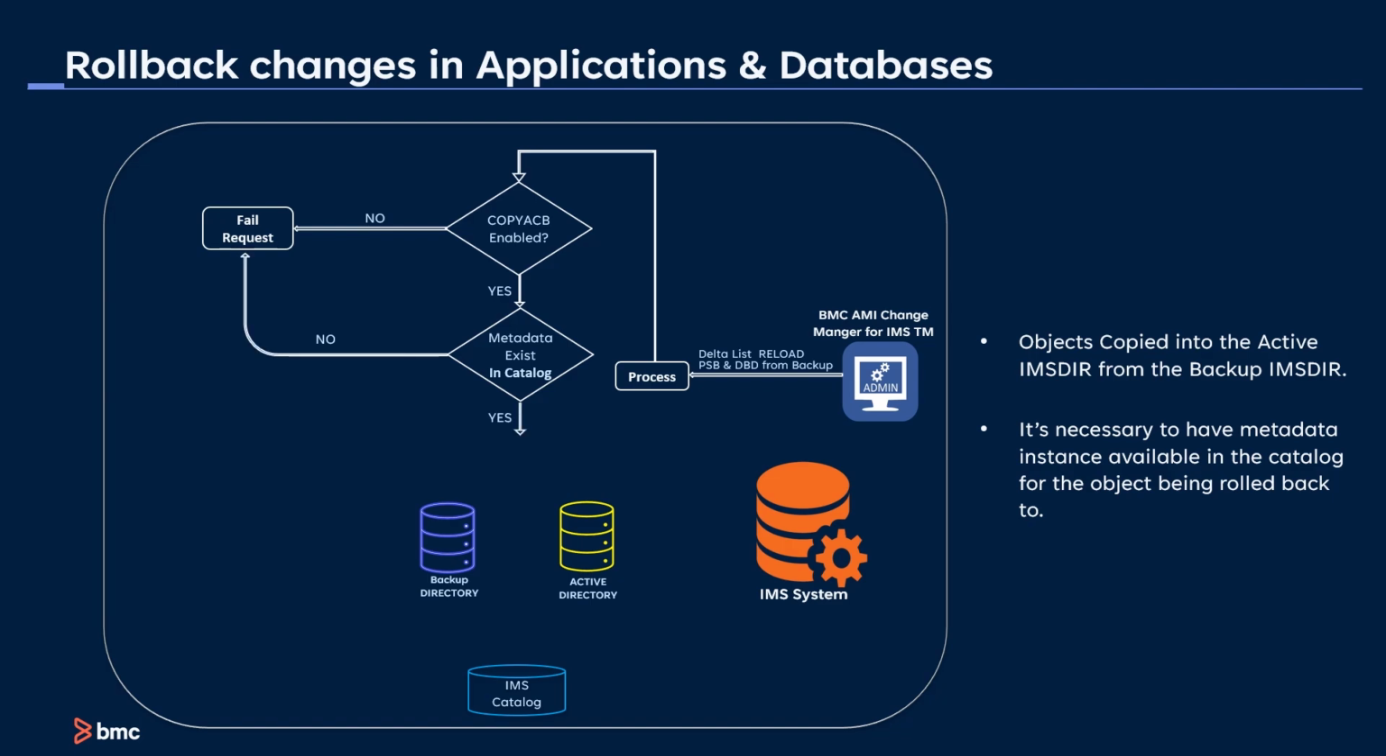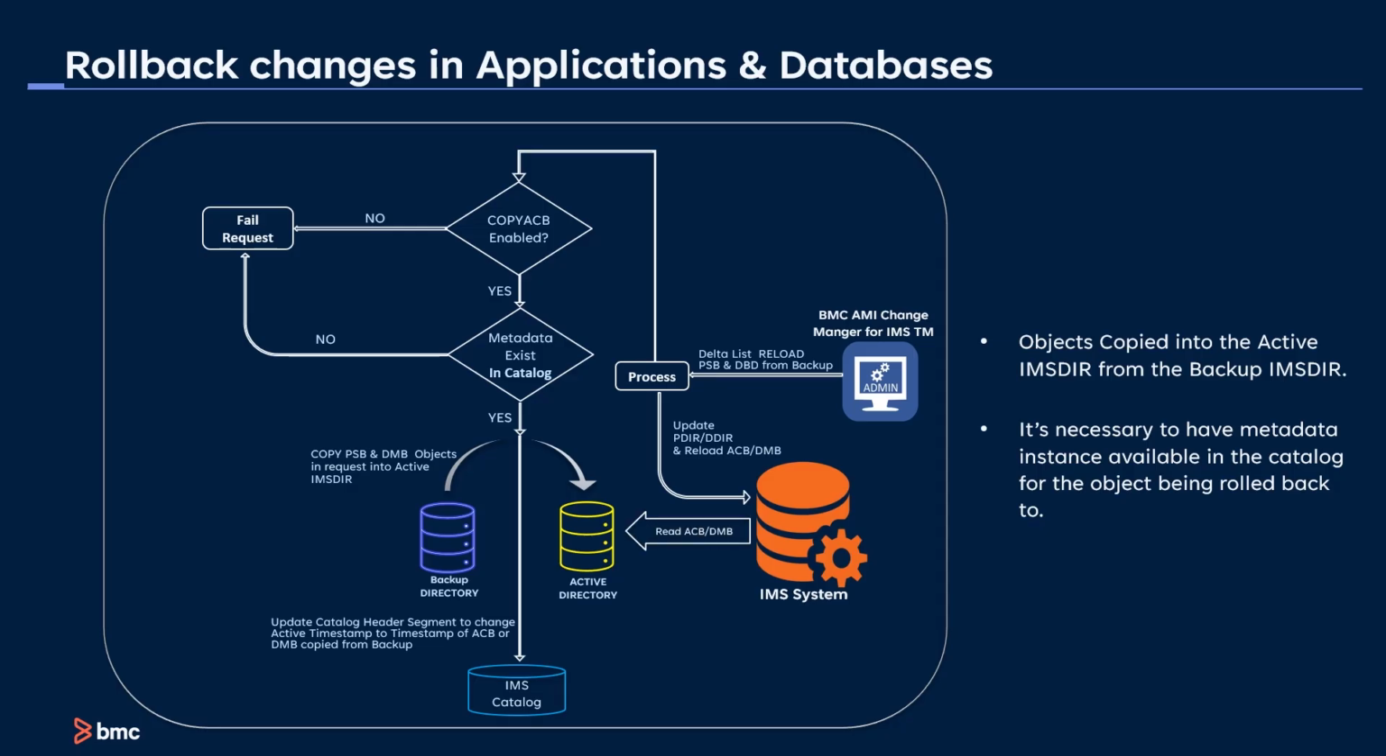If an entry is found, the objects are copied from the backup directory to the Active Directory. Finally, the catalog header segment's active timestamp is updated with the timestamp of the restored object, and the copied member is reloaded in the IMS control region from the active IMS directory.